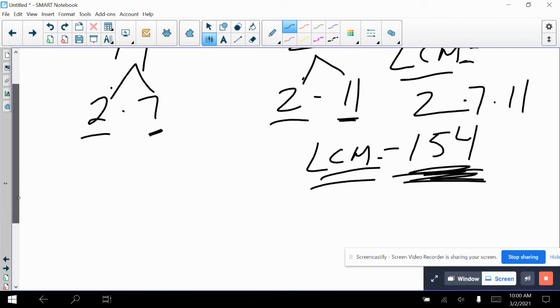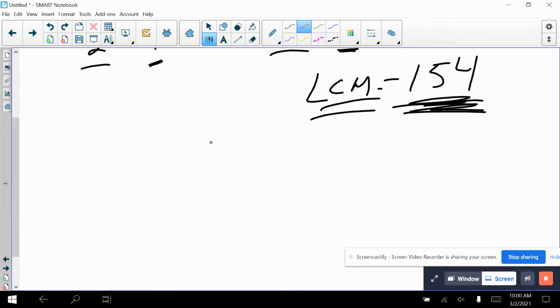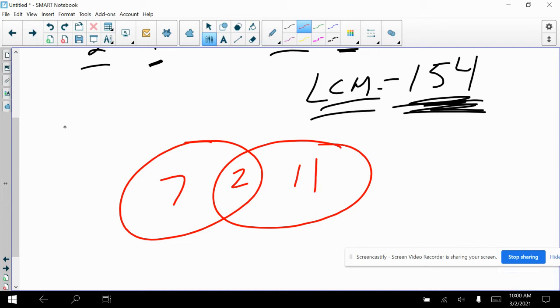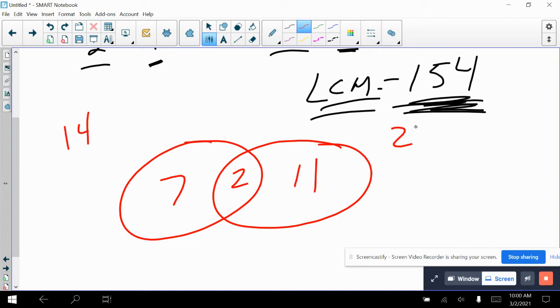Okay. Now, let's do this because we like to do this. Let's do this into a Venn diagram, right? Same thing. They shared a 2, a 7 was over here, and 11 was over here, right? This was 14, this was 22.